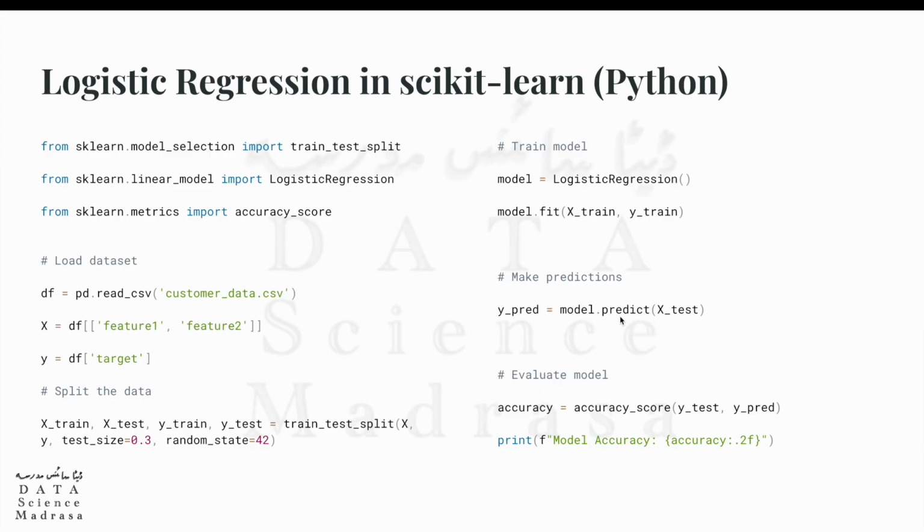The model.predict function stores its output in y_pred. We evaluate this by passing y_test, which are the actual labels for this X_test, and the predicted labels. And accuracy_score compares the actuals versus the predicted and gives an accuracy score, which we print out using the print and f-string. Model accuracy will give up to 2 decimal points, a floating point number, which will have the accuracy score.